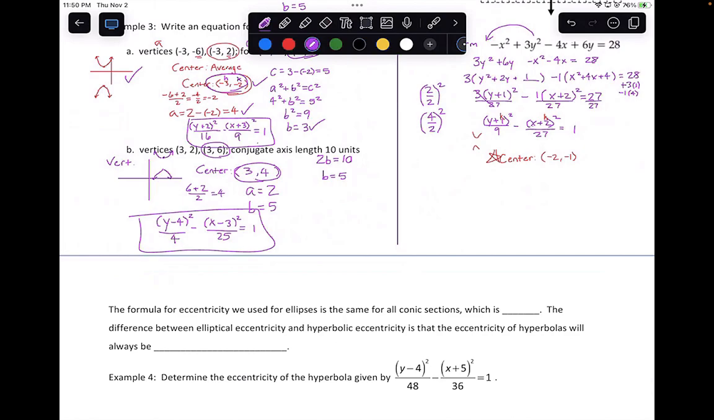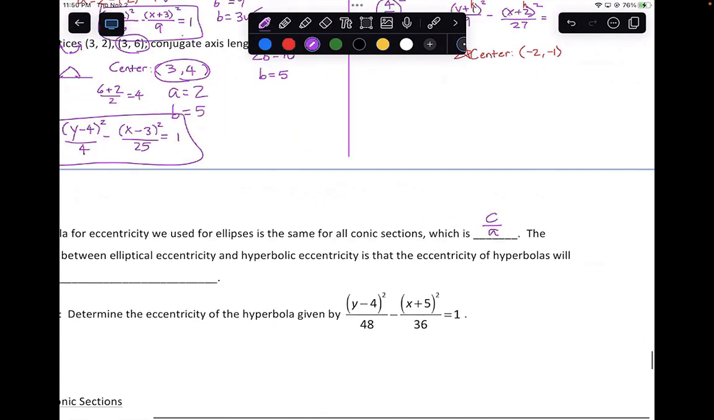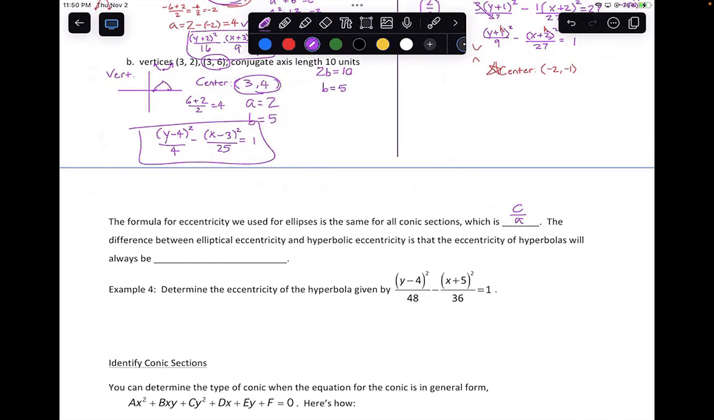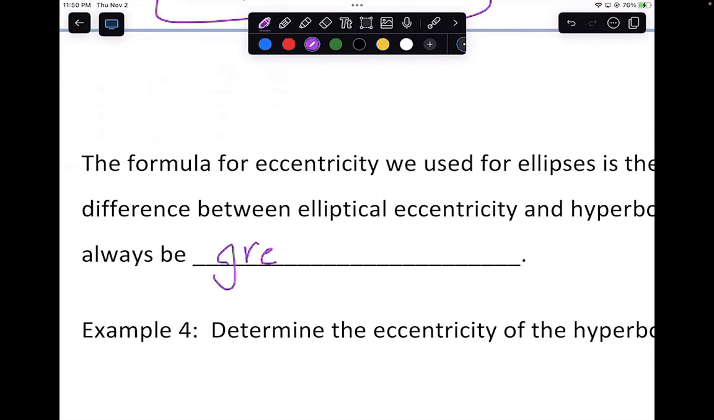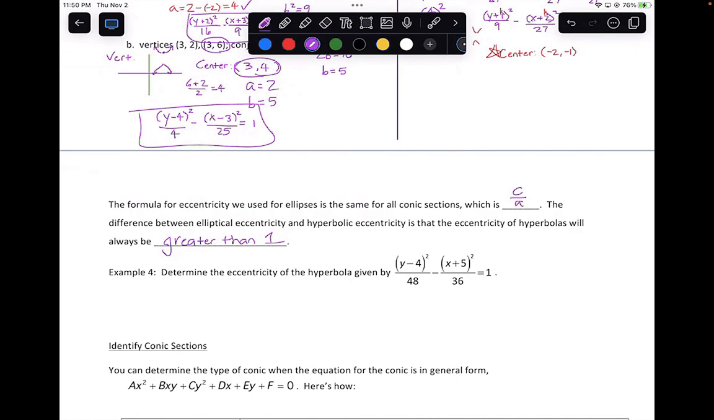Two more concepts. Eccentricity, I don't know how to say it, but we'll go with eccentricity. It is the same exact formula. It is still going to be c over a, just like with the ellipses. And the big thing with eccentricity is that with hyperbolas, it is actually going to be greater than 1. Feel free to write the greater than symbol right there. So for circles, the eccentricity is exactly 0. For ellipses, it's between 0 and 1. And then for hyperbolas, it'll be greater than 1.